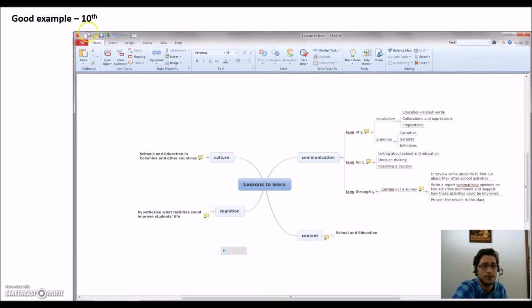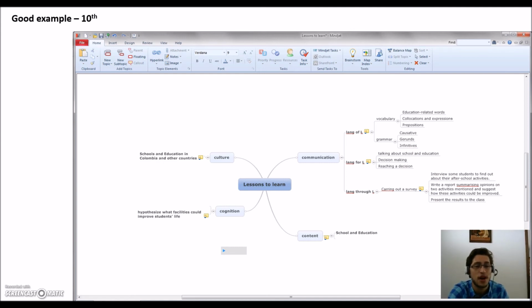Culture, this is another example from 10th grade. Schools and education in Colombia and other countries. That's a cultural topic. Content, school and education. That's a topic. It's not related to language. It's a topic about which students are learning. Communication, it's language. It's all about English here. Language of learning, so vocabulary, grammar, in this case gerunds, infinitives, collocations and expressions, education-related words, language through learning, carrying out a survey. Yes, there were some spelling mistakes, but in this case, they are not that relevant.